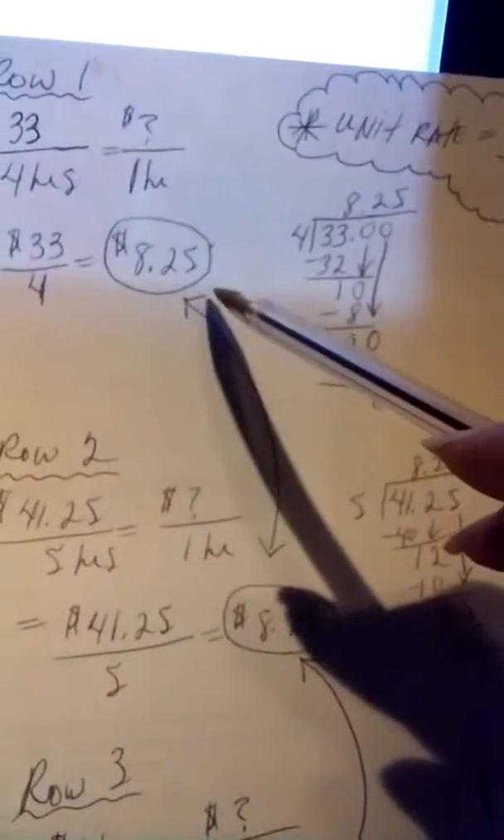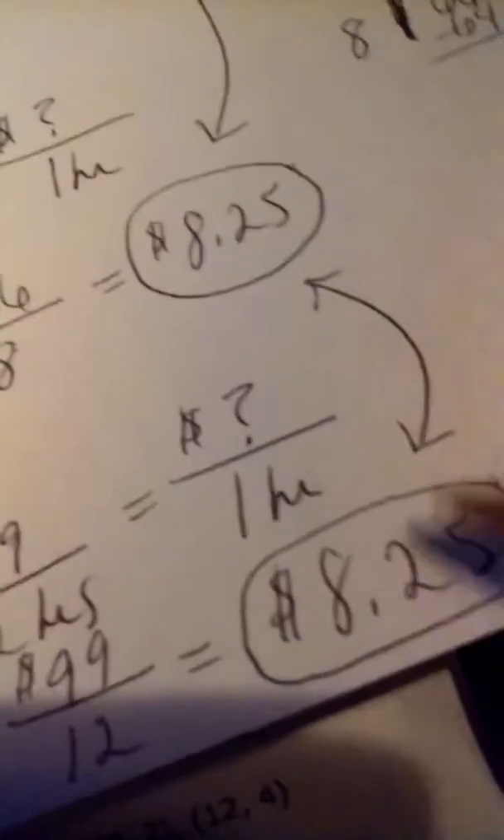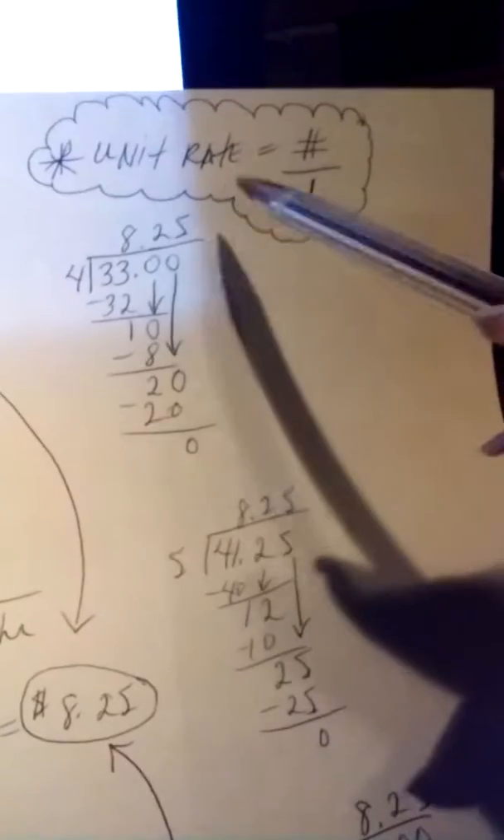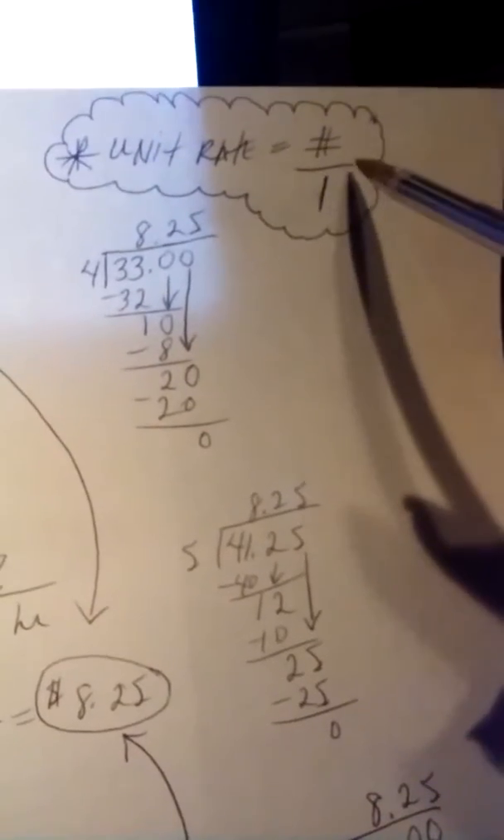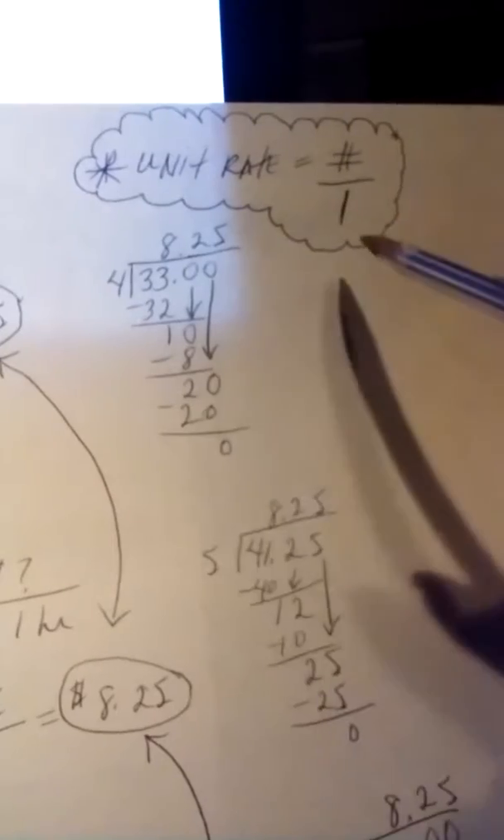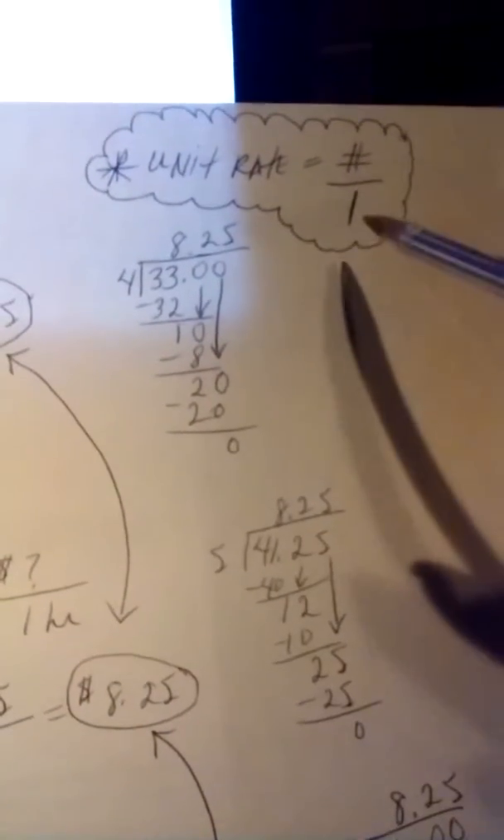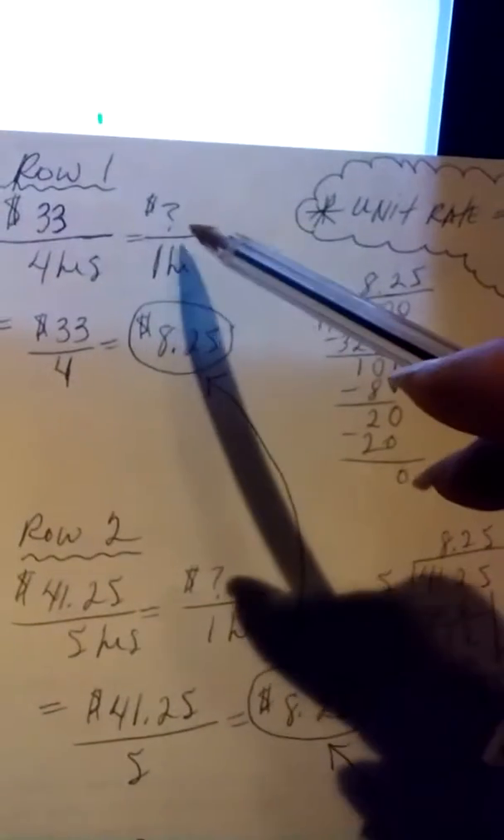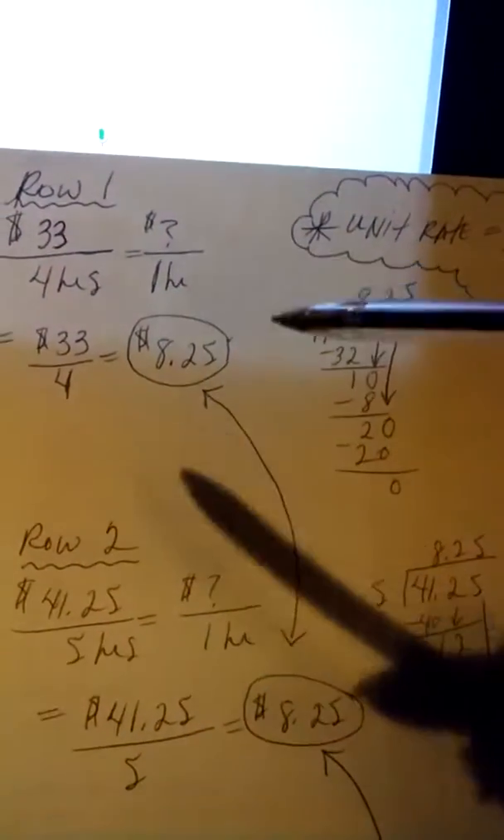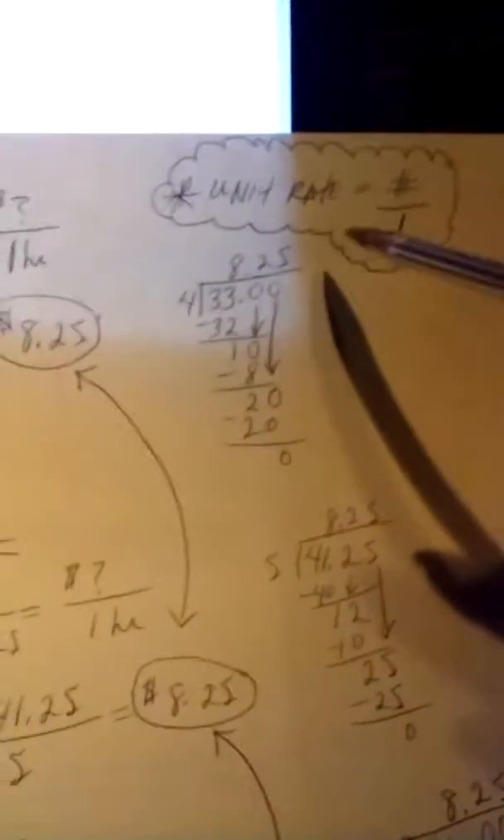So for A, we have proven that $8.25 was the amount on each row per hour. And that proves that it is our unit rate because it's any number over 1. Okay? So we found the dollars per 1 hour. That's our unit rate. Unit rate is the same thing as the constant rate of change. And unit rate also tells us when we have a proportional relationship.